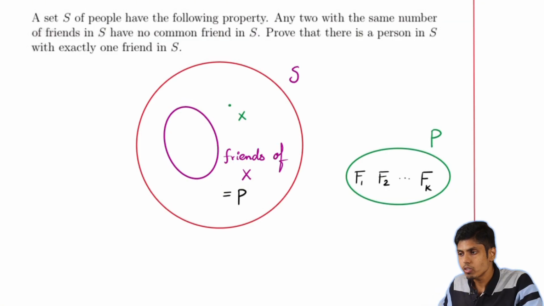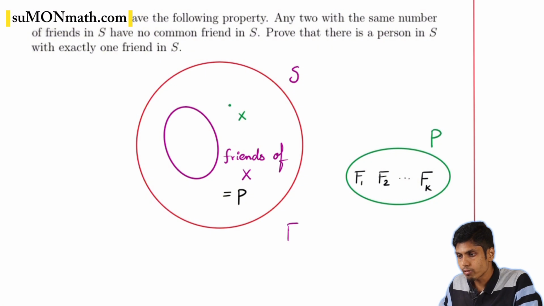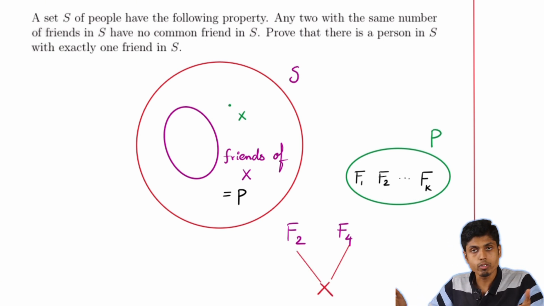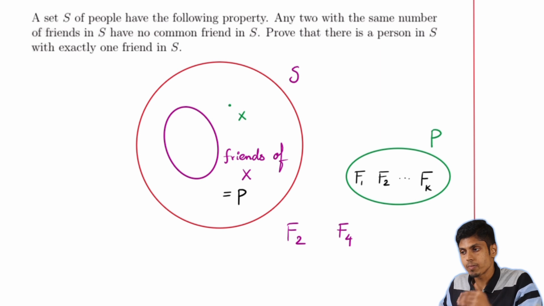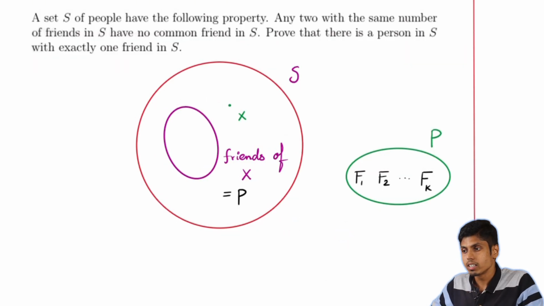It is easy to note that no two of these Fi's can have same number of friends. The reason being that if suppose F2 and F4 have same number of friends, they must not possess a common friend, but in fact the person X who has the maximum number of friends in the set S is a common friend, which contradicts our condition. So we do not have two people with same number of friends inside the set P. Therefore, I can assume that these people will have different number of friends.